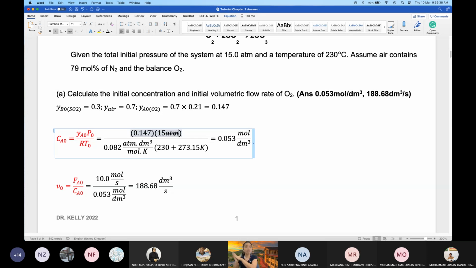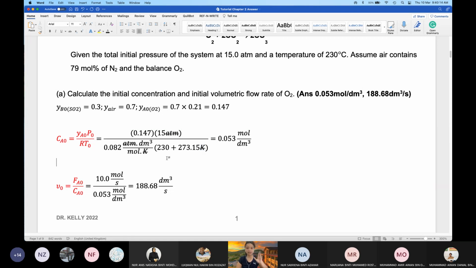Okay, then multiply with T naught. Again, to multiply with T naught, look at the temperature unit in the R value. In the R value, the temperature unit is Kelvin. So naturally, I convert straight away my temperature from Celsius to Kelvin. The temperature given initially was 230 Celsius. So I just add 273.15, and I have already converted it to Kelvin. The Kelvin conversion is easy, just add 273.15. Then straight away, you can do the calculation.